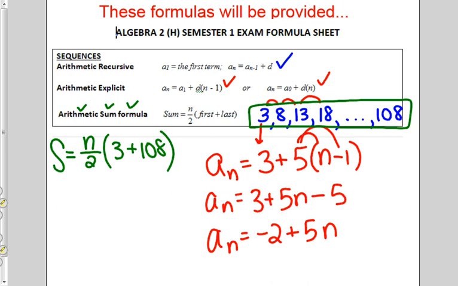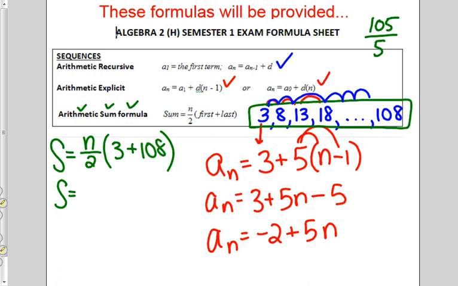Okay, how many terms are there? There's 2 ways you can do this. Some students prefer to just think about it and figure it out. What would the jump be if you started at 3 on the number line and jumped all the way to 108? How far did you jump? 105. But how big is each of these jumps? 5, right? So you can figure out how many jumps there are by dividing by 5.